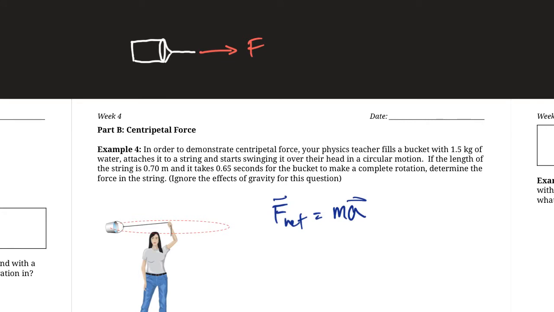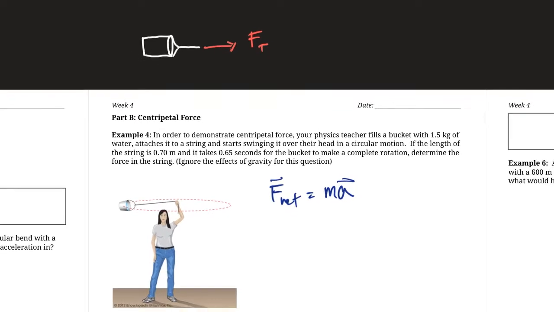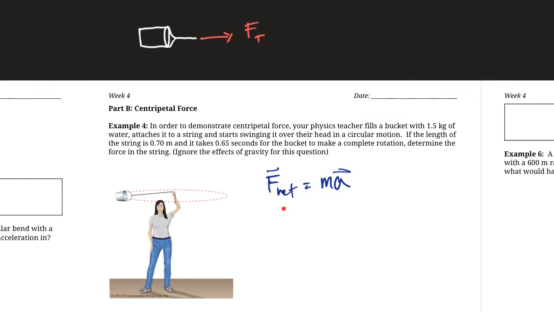So the only force really that we're concerned with right now acting on this bucket is just a tension force in the string. We'll call it capital T. Actually, that's confusing because T is what we used for period in the last one. So let's call it FT, force of tension. All right? So can we calculate this with the same formula? And we can. We just need to find our acceleration.